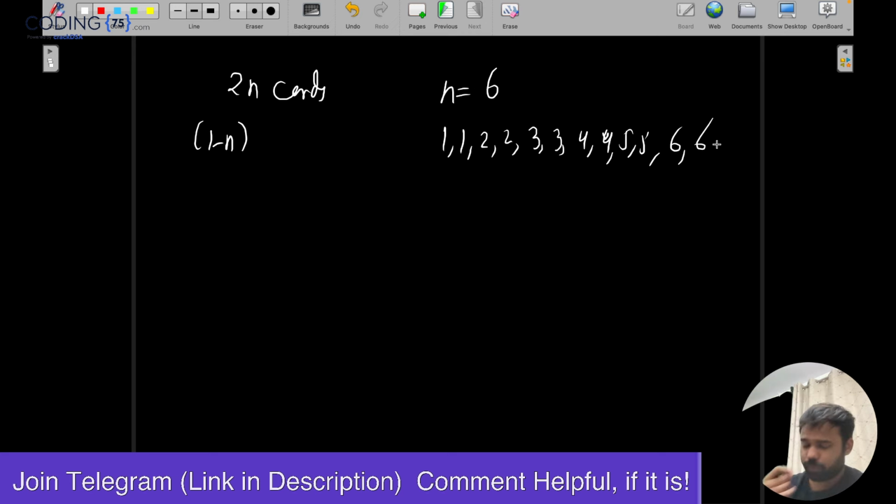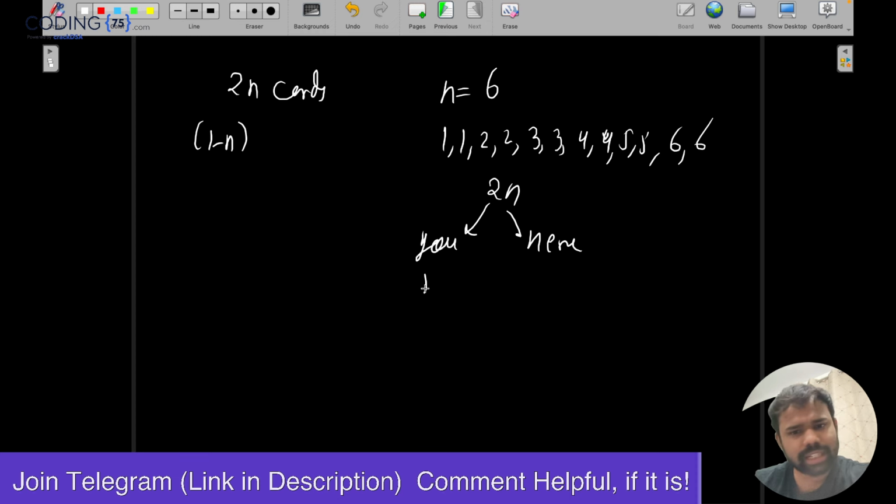Now what it is asking from you is that these two N cards are distributed between you and Nene. So you have N cards, and Nene has N cards. Now what will happen? Let's say this is a table, right?